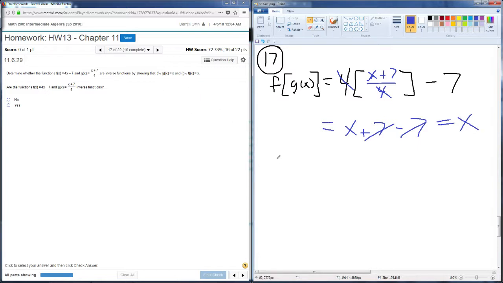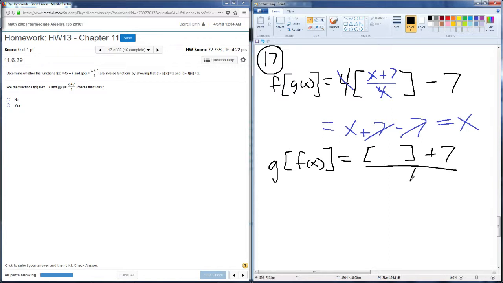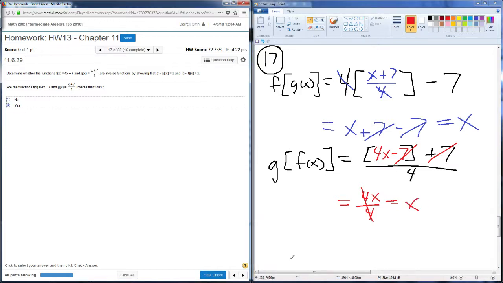Now to do the second one. g of f of x. Well, what's g? g is blank, which is the x plus 7, all divided by 4. Ooh, this is going to be a big one. Crazy one. Let's see. f is going to get plugged in: 4x minus 7. The first thing we do to simplify this, minus 7 plus 7 cancel each other out. Leaves us with 4x divided by 4, and of course 4 over 4 cancels out, leaves x. Yes, it is a one-to-one function.